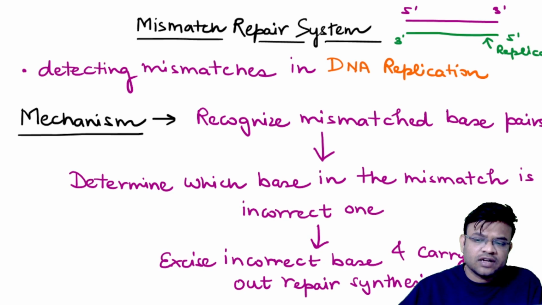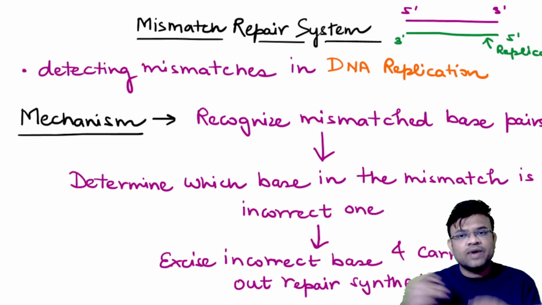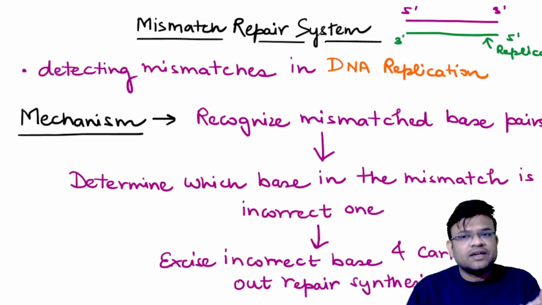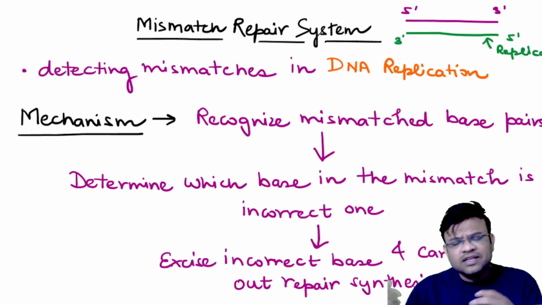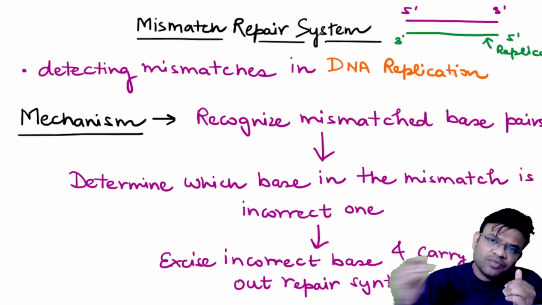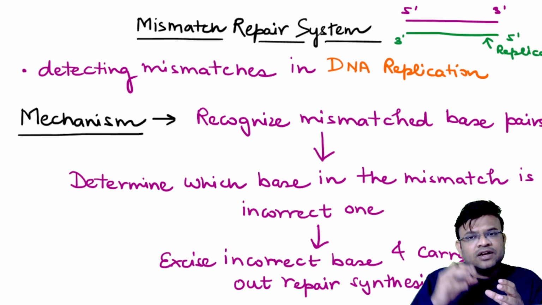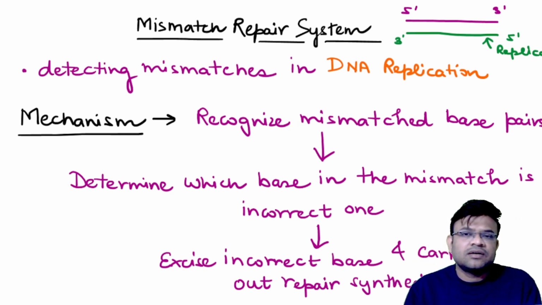You would know that when replication takes place, there are chances that errors might get induced while adding new nucleotides. This error might be due to the malfunction of the DNA polymerase enzyme, and there can be other reasons also, but what is important to understand is that during the process of replication some errors might happen, and then these errors, or mismatches, would be identified and repaired by the mismatch repair system.